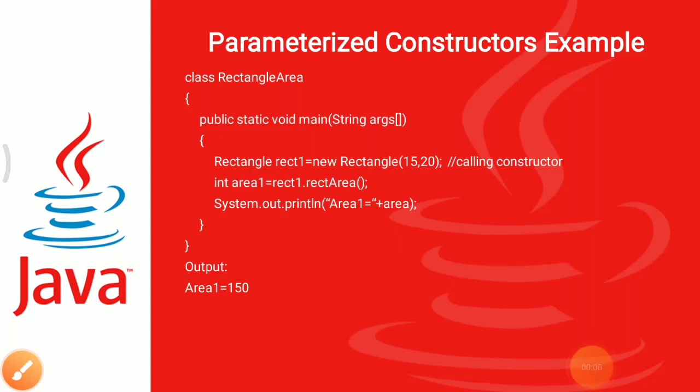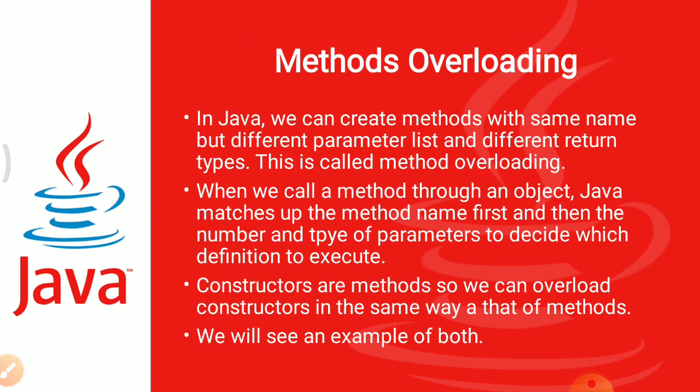Hello guys and welcome to the next part of unit 1. We have seen the parameterized constructor in the previous video. Let's move on to the next topic, that is method overloading. In Java we can create methods with the same name but a different parameter list and different return types. This is called method overloading.